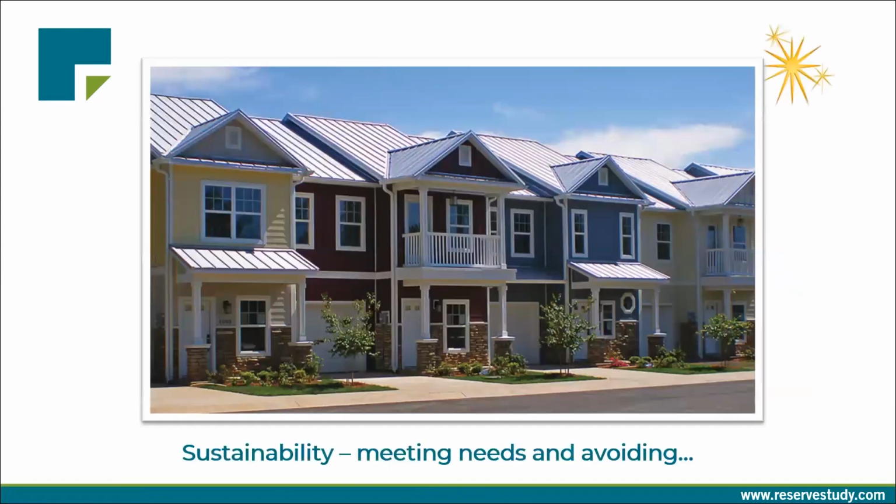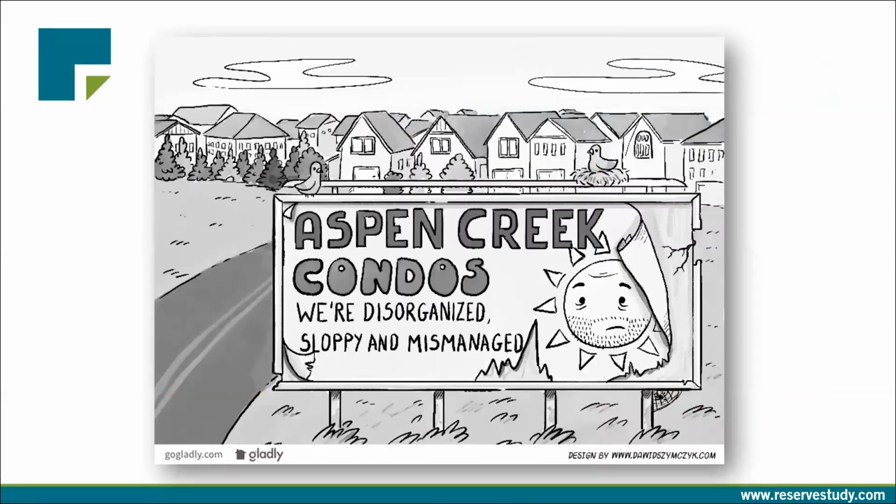We want to set you up for sustainability for your association, meeting the anticipated needs and avoiding turning into what we call an Aspen Creek. Mismanaged, sloppy, disorganized, deteriorating. These are decisions the board made, and it's in your power to make decisions that prevent this. So we want to thank the team at Go Gladly for allowing us to use their cartoon, but we want to help you understand that it's the decisions you make about your components that are the crux. Those are the drivers for your entire reserve plan.